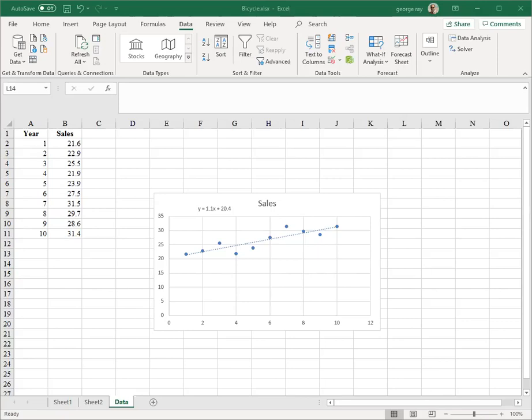And the slope of the line in this trend equation indicates that over the past 10 years, the firm has experienced an average sales growth of about 1,100 units per year. Okay, so let's head back to our lecture slides.